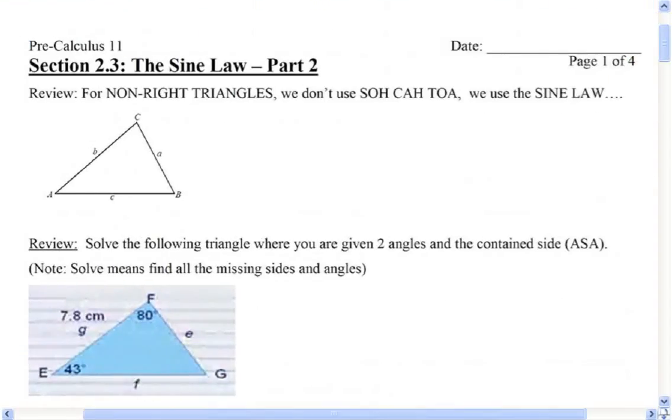So, from last day, let's do a quick review. We looked at non-right triangles, right? And instead of using the SOHCAHTOA stuff, we came up with something called the Sine Law. Anyone want to help me out? What's the Sine Law again?